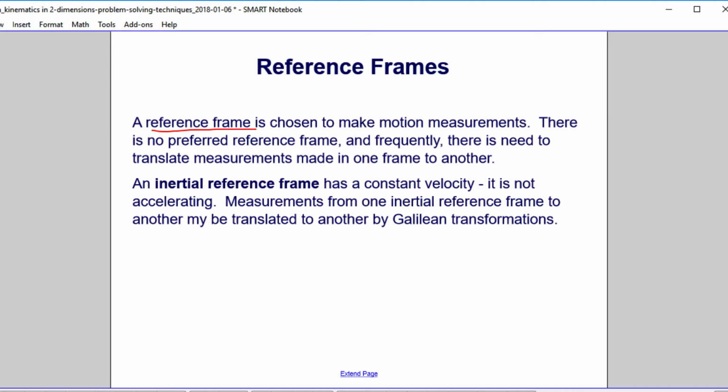There's a specific kind of reference frame, an inertial reference frame, that has a constant velocity relative to another frame. It is not accelerating. Measurements from one inertial frame to another may be translated by Galilean transformations.